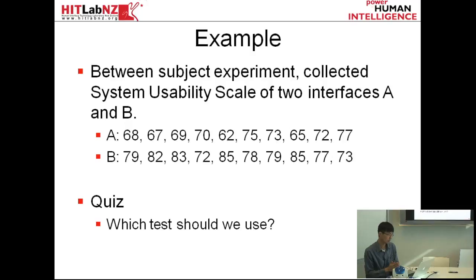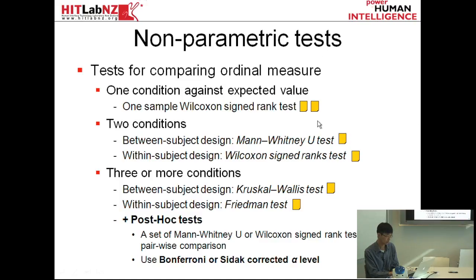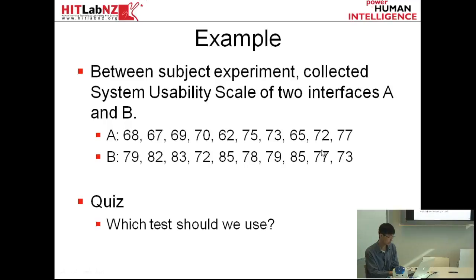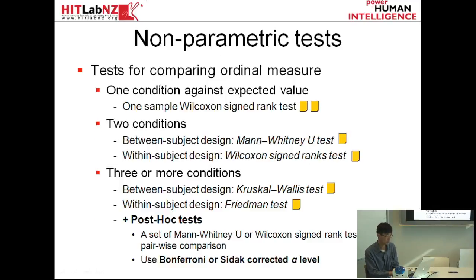As an example, let's say it's a between-subject experiment and we collected the System Usability Scale. You could argue it could be treated as interval ratio, but let's say this is, strictly speaking, ordinal data. You collected these System Usability Scale scores from the participants. So it's a between-subject design and it's ordinal data. If you go back to the slide of the tests, we are comparing two conditions. And it's a within-subject design, so it should be the Wilcoxon signed-rank test we will be running. Oh, sorry, it's a between-subject design, so it should be the Mann-Whitney U test we'll be running.